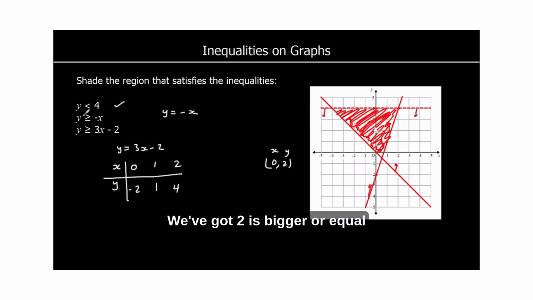We've got 2 is bigger or equal to 0. 2 is bigger or equal to 0. And the last one, we've got 2 is bigger or equal to 3 zeros, which is 0, minus 2. So 2 is bigger or equal to minus 2. That's correct as well. So we've got the right region.